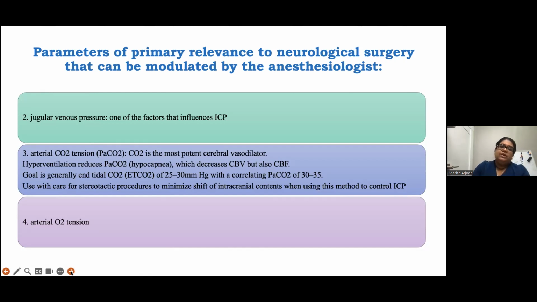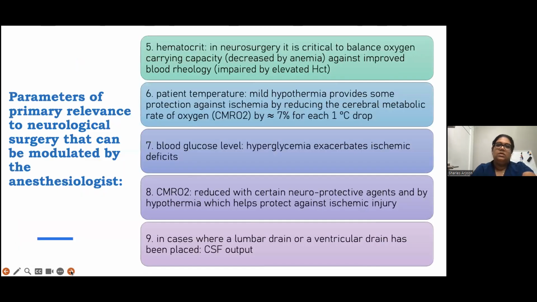The goal is generally an end-tidal CO2 of 25 to 30 millimeters of mercury with a correlating PaCO2 of 30 to 35, and use with care for stereotactic procedures to minimize the shift of intracranial contents while using this method to control ICP. We could also manipulate the arterial O2 tension, or the PaO2, as well as the hematocrit.